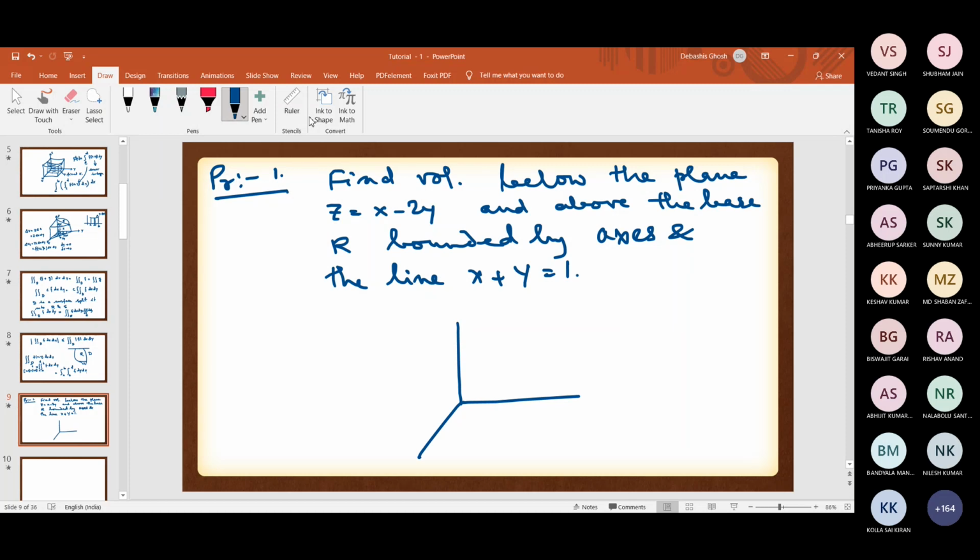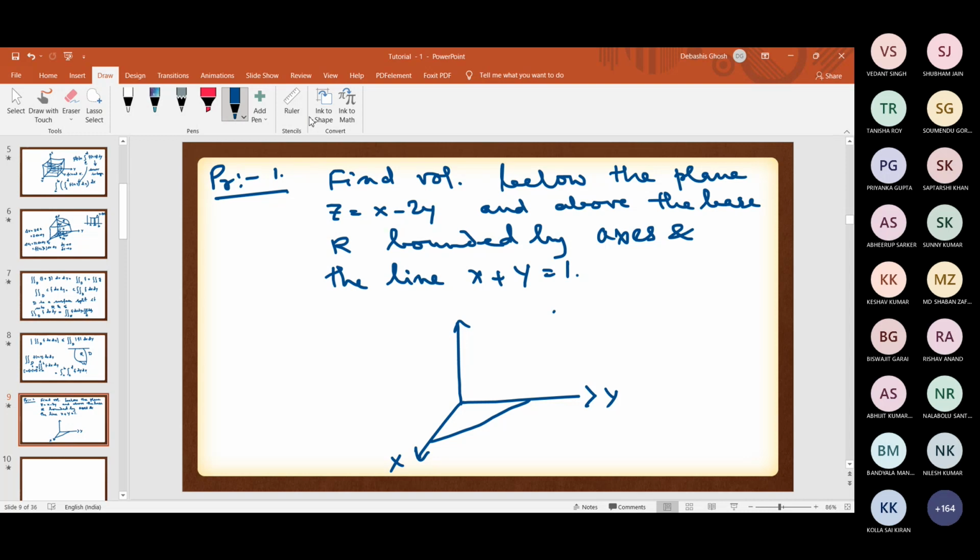So that is bounded by the axes. If you consider this one is your y, this one is your x. So x plus y equals 1. The line passes through like this. We have considered this one is your positive axis. X plus y equals 1. That is your base region, and then the surface you have is z equals x minus 2y.